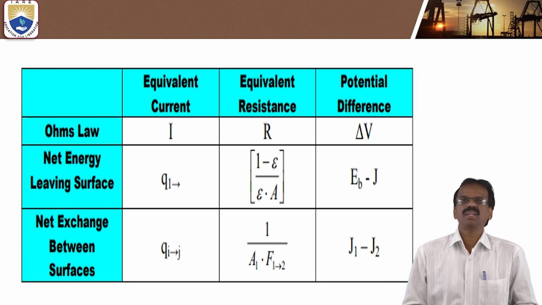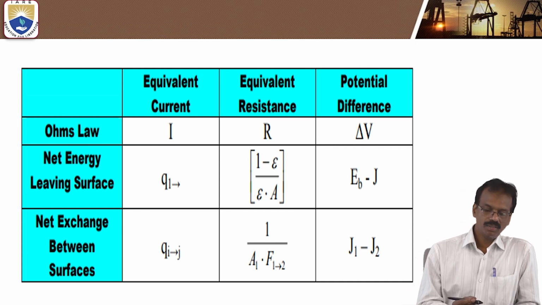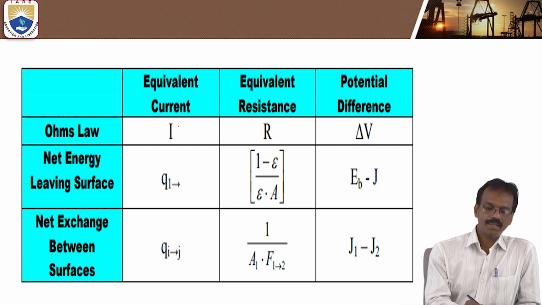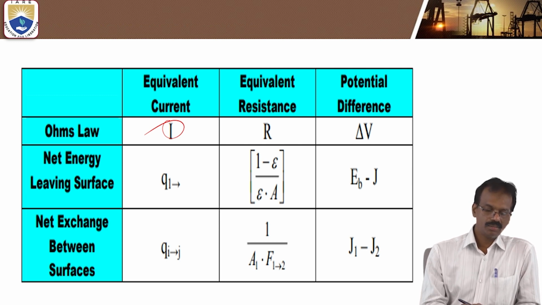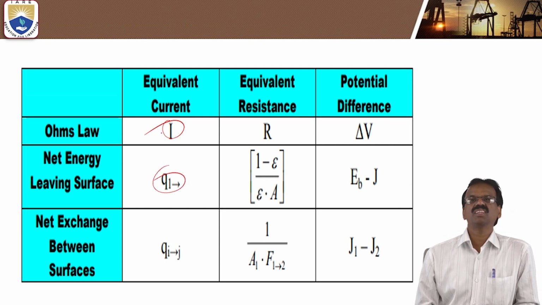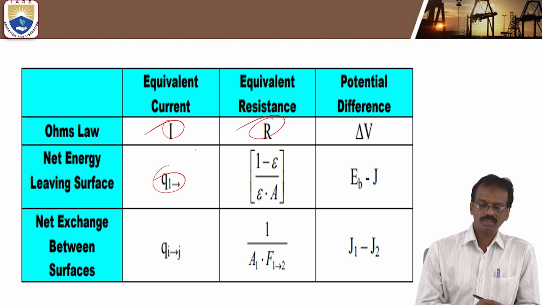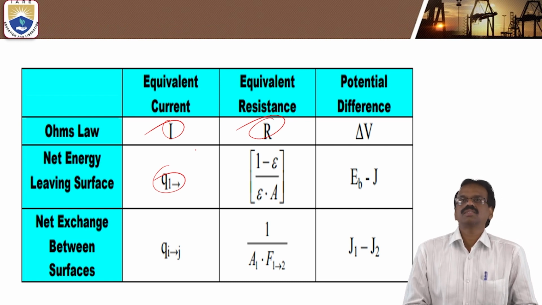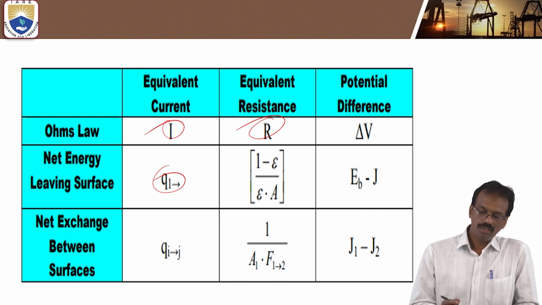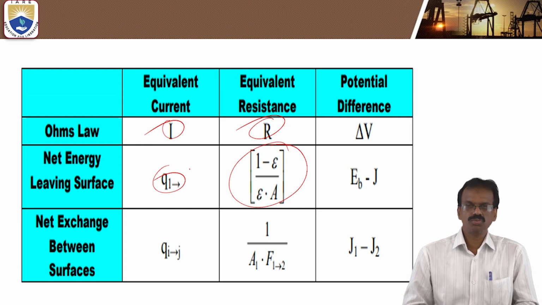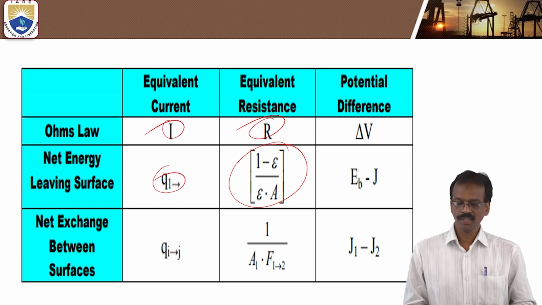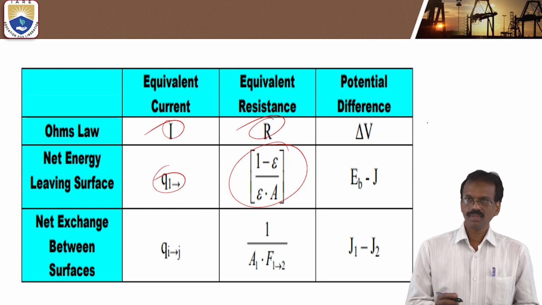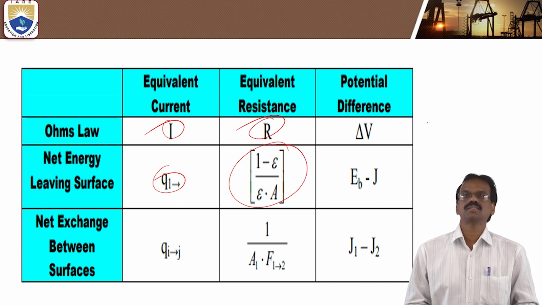Radiation energy is compared with electrical energy. This is the current, the electrical energy, and it is compared with the rate of heat transfer, the heat energy. Just as we see resistances in electrical circuits, here also we will see resistances. There are two types of resistances here: one is the surface resistance, another one is the space resistance.